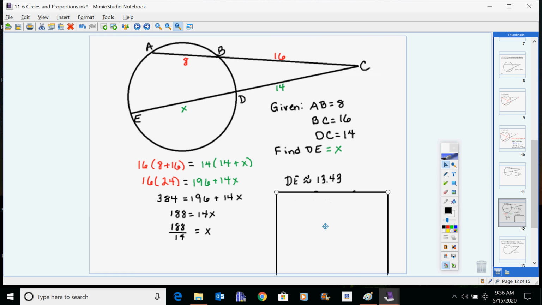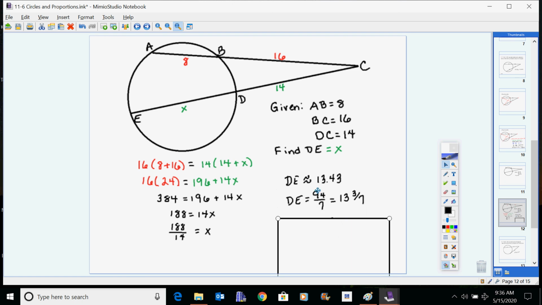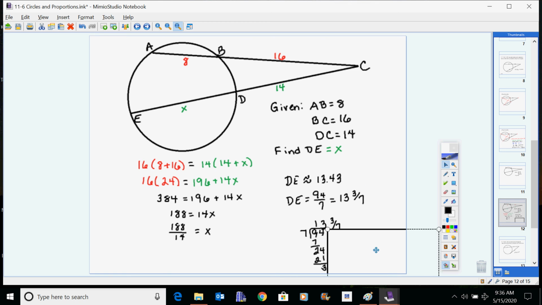This is the type of thing, here's your approximate answer. Or if you want to, you can make it into a reduced fraction and then a mixed number as well. Remember, when you make a mixed number, you have to take the numerator divided by the denominator and the remainder over the divisor for that. Okay.